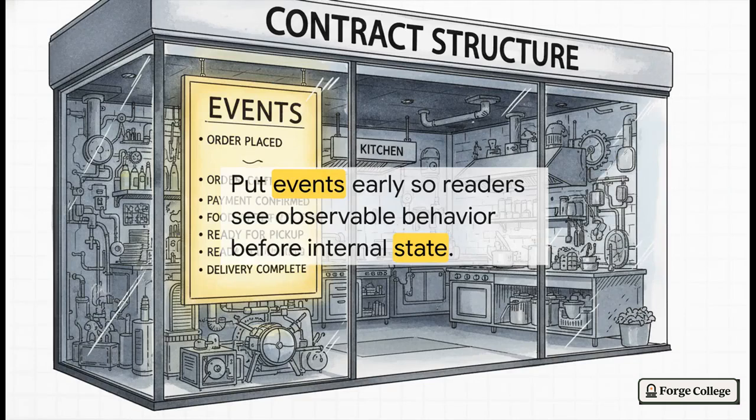Now here is a massive pro tip for your layout. Place your events and custom errors early in the file. Honestly, this does a huge favor for anyone reviewing your code. It lets readers and off-chain apps instantly understand how your contract communicates externally. It's exactly like putting the menu on the window of a restaurant. People know exactly what they can order without having to barge into the kitchen.